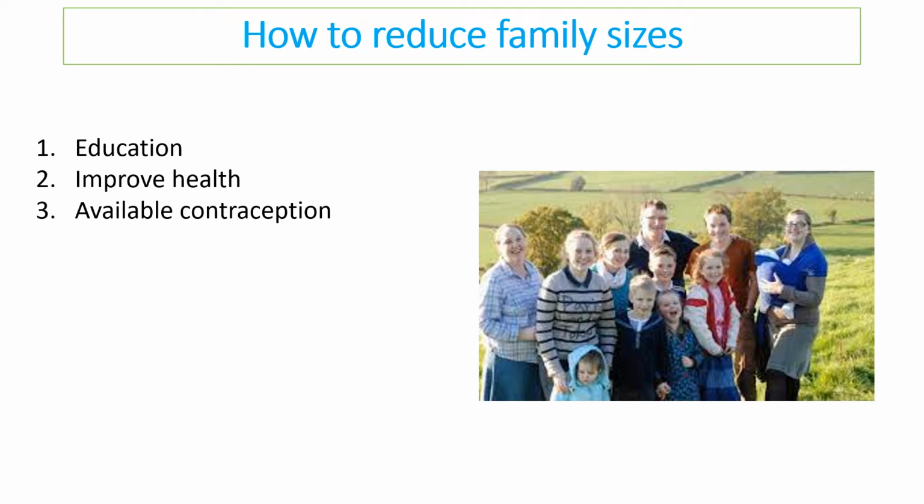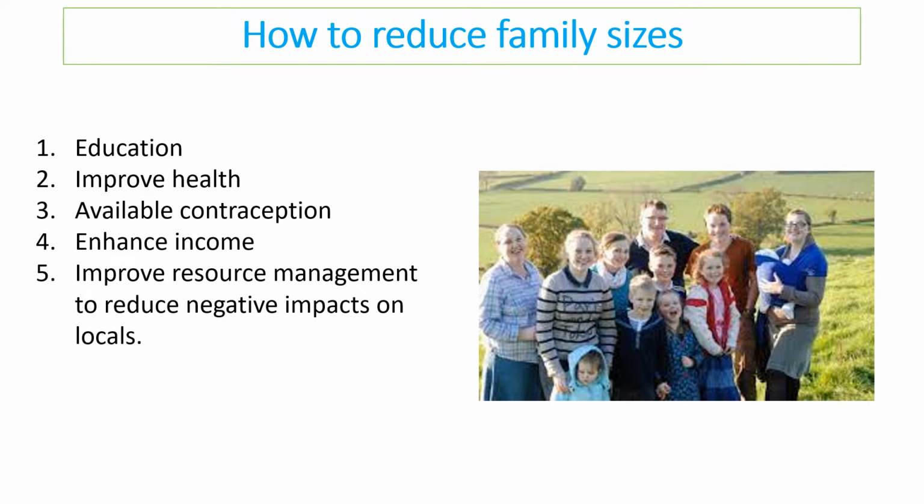Available contraception, increased knowledge of contraception, enhanced incomes. Generally, higher income families have fewer children. And one of those reasons is because you worry less about people looking after you as you get older. Increased resource management, so you can have better resources, having less effect on local people, and that can also contribute.